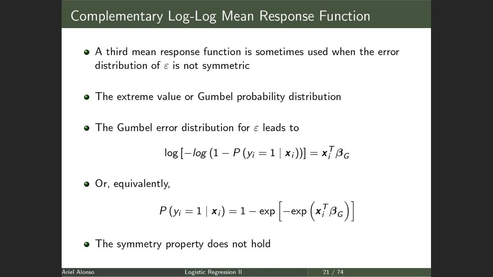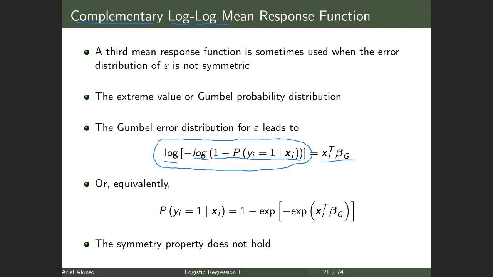Why log-log? Because you have 2 times a logarithm. You have the logarithm here and you have the logarithm here. That's why log-log. And why complementary? Because you don't use the probability, but 1 minus the probability. And from there comes the name complementary log-log. That complicated transformation over here is what you link with the linear predictor.